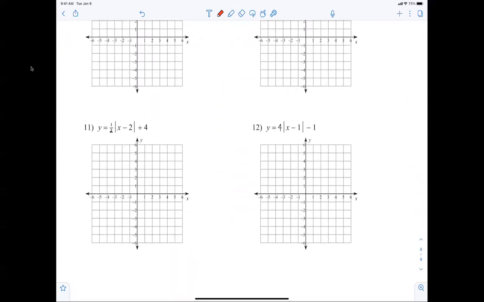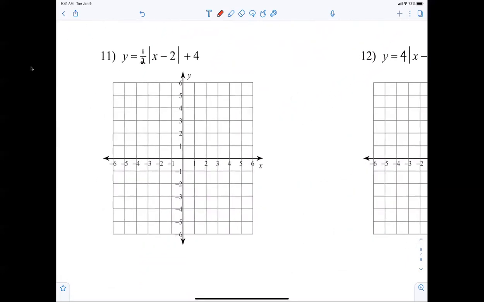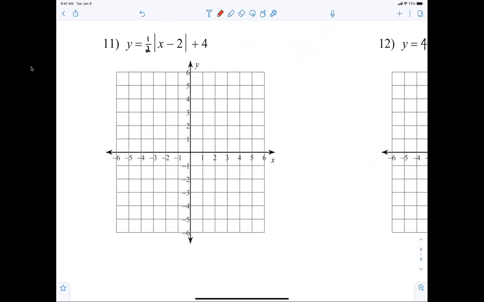Okay, now let's look at number 11. Everybody look at number 11. So shifting which way? Right 2, up 4. 1, 2, 3, 4. That's the vertex. Now the slope is what? Up 1 to the right 2. And then we say up 1 and to the left 2. That's what we're doing, guys.